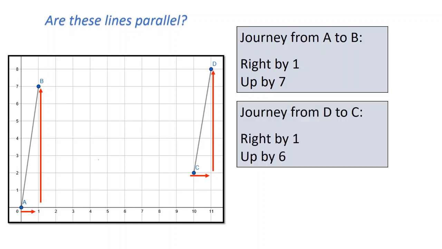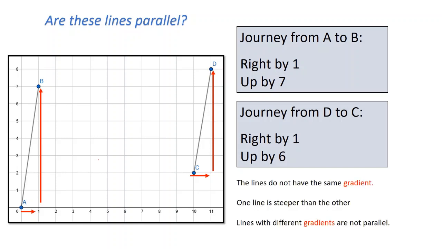And so going along by 1 and up by 7 is not the same as going along by 1 and up by 6. The line from A to B goes up more quickly. I go along by 1, I go up by 7. That's a quicker way up than going along by 1 and up by 6. And because of that, the lines don't have the same gradient. One line, the left-hand line, is steeper than the other, and so they don't have the same gradient, so they're not parallel.